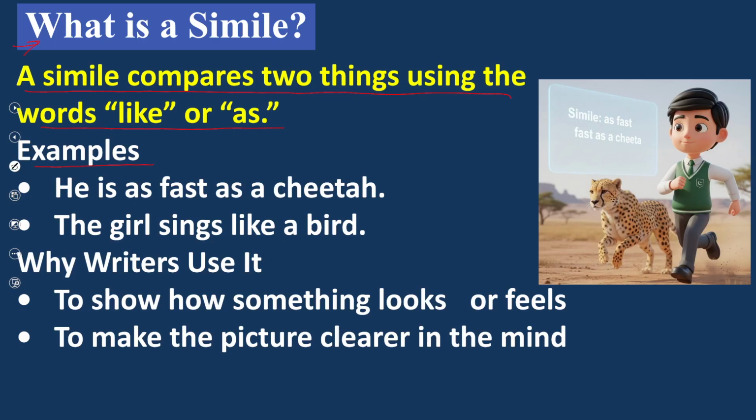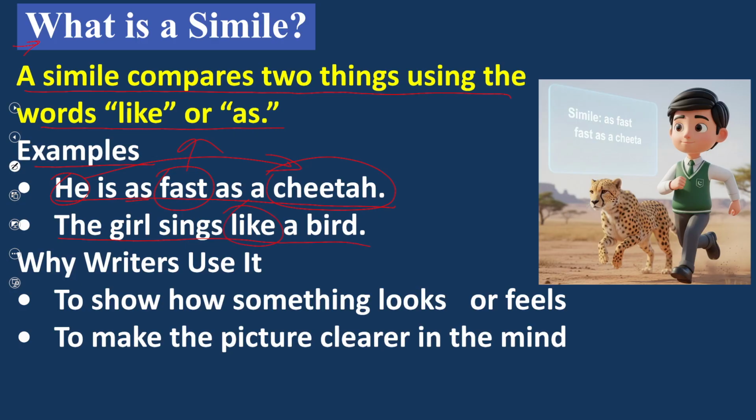Yes, now look at these examples. He is as fast as a cheetah. Yes, here are he and cheetah. These two things are compared on a quality, and the quality is fastness. Here the word as is used, so it is a simile. The girl sings like a bird. Here like is present.